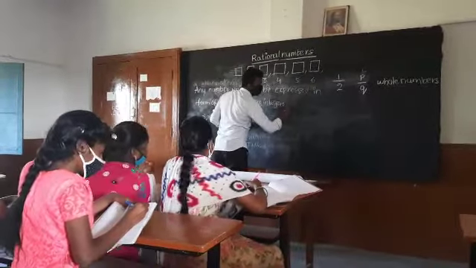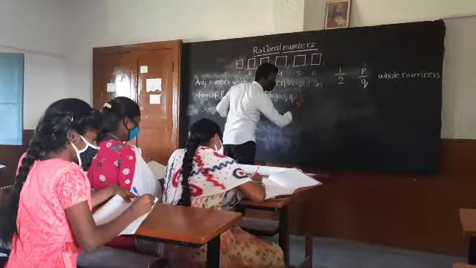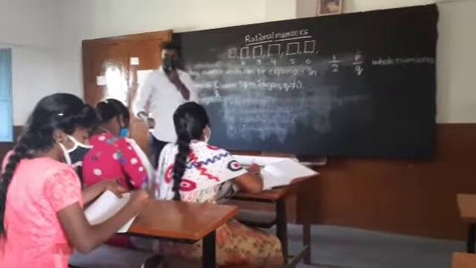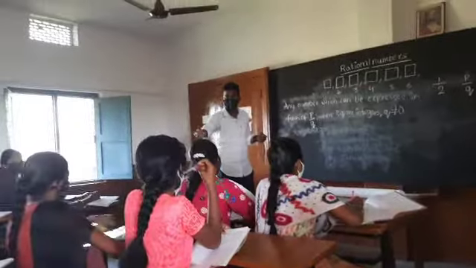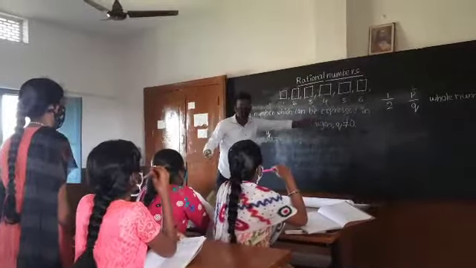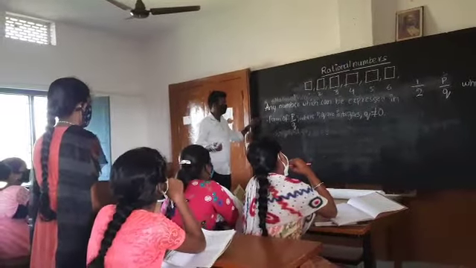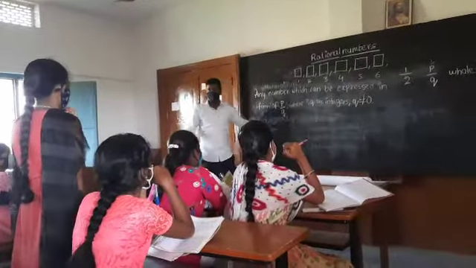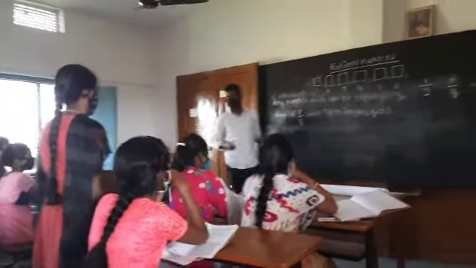Also, Q must not equal 0. Can you read out the definition of the rational numbers which is written on the board? Any number which can be expressed in the form of P by Q, where P and Q are integers, Q not equal to 0. Very good.